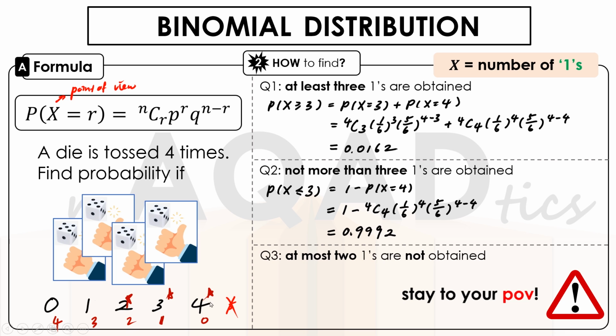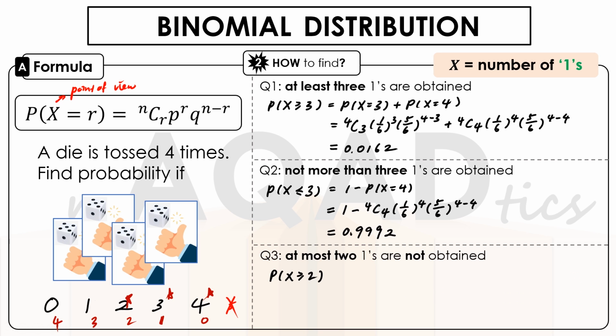So going back to our point of view, we need to find the probability for these 3 cases: 2, 3, and 4, meaning x is more than or equal to 2. Right? We need to find 3 probabilities. So here, P(x = 2).